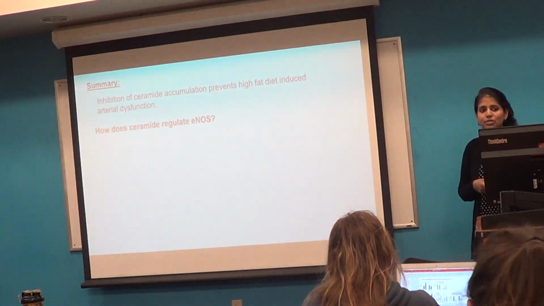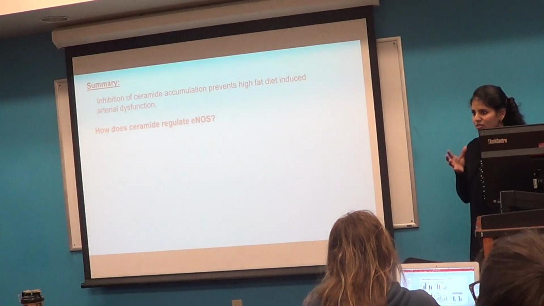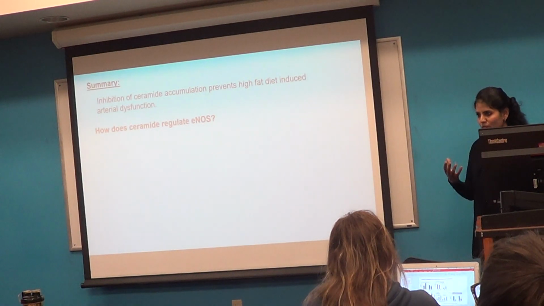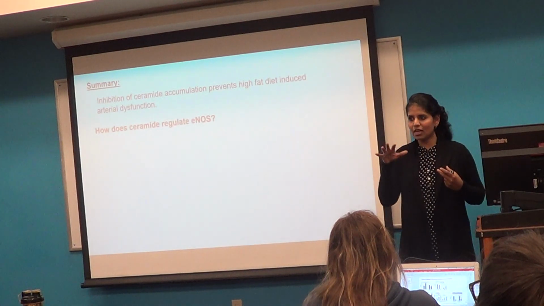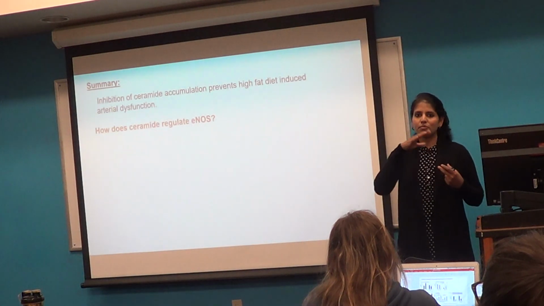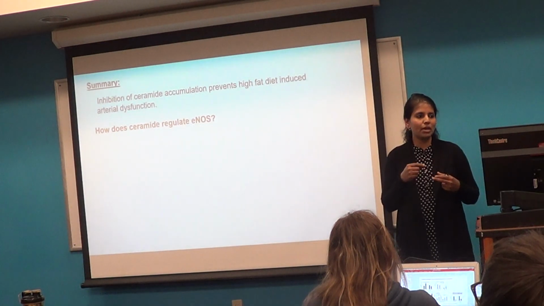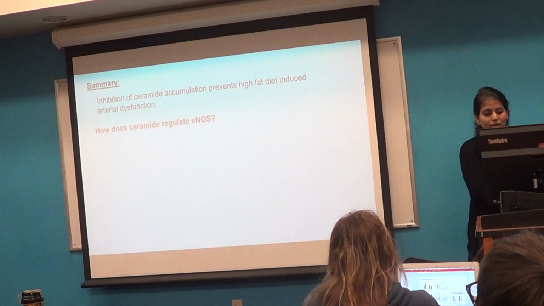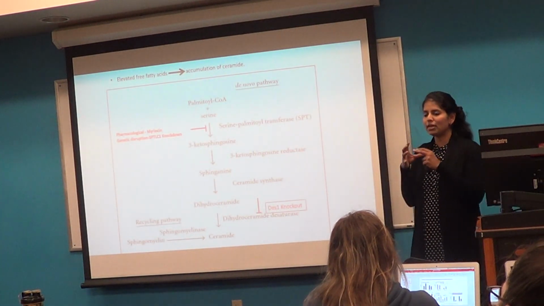So inhibition of ceramide accumulation prevents high-fat diet-induced arterial dysfunction. We know that if you inhibit ceramide, even though everything else is the same or worse, you are still able to recover eNOS. So there is a link between ceramide and eNOS. So how does ceramide regulate eNOS? Now we have to do the mechanism.